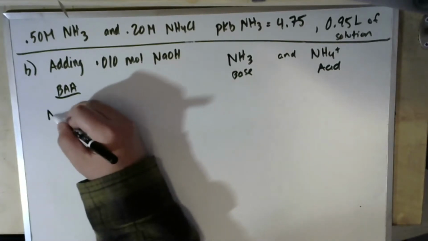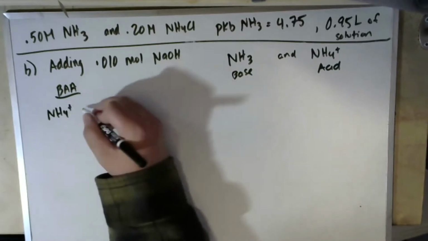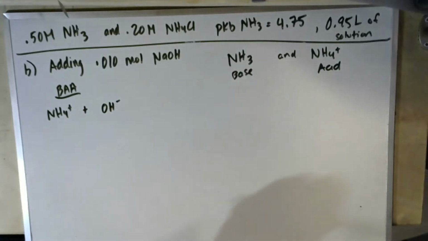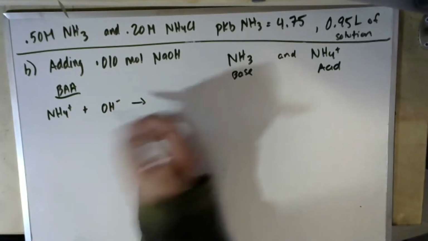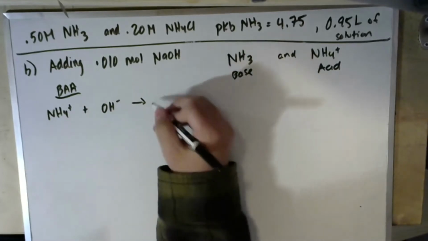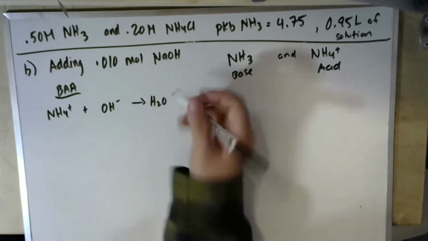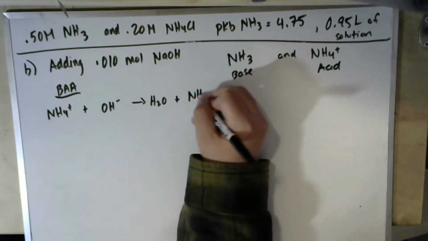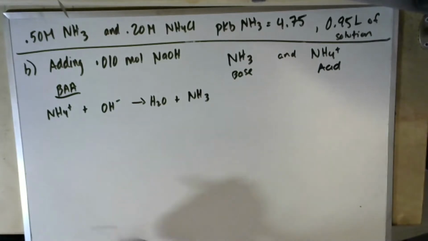So my acid, my NH4 plus, that's what's going to react with this OH minus from the sodium hydroxide that I add. Okay. And one of the hydrogens, one of the little protons here, is going to move over and form some water. And it's going to leave behind the rest of the NH3. Okay, so that's what our reaction is going to look like.